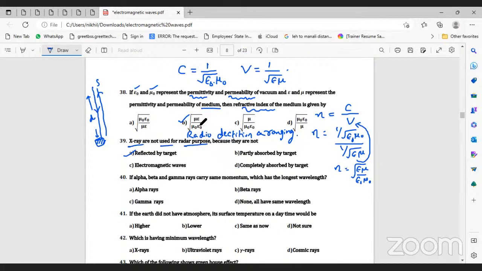So radar mainly works by the reflection phenomenon. Whenever the radiation is incident on the target, it gets reflected back to the source. But X-rays are not like that. X-rays will not get reflected by the target. X-rays enter inside the material, where they undergo refraction. Since X-rays do not have the property of being reflected by the target, they cannot be used for radar purposes. Be careful.